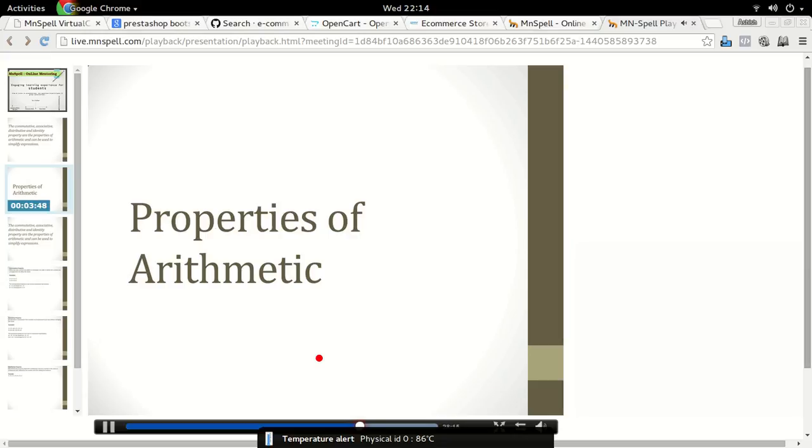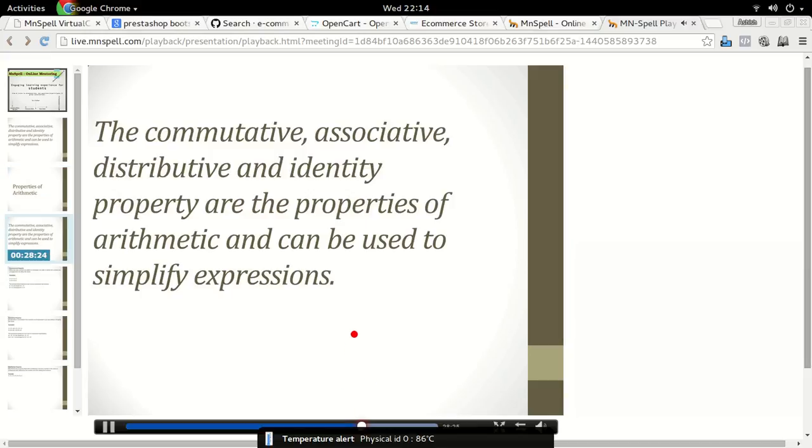We need the help of these properties to solve algebraic expressions and order of operations. Now, properties of arithmetic, we have few properties which are known as commutative property, associative property, distributive, identity properties. And it will always help us to simplify our expression. Now let's deal with each and every one of the properties individually.